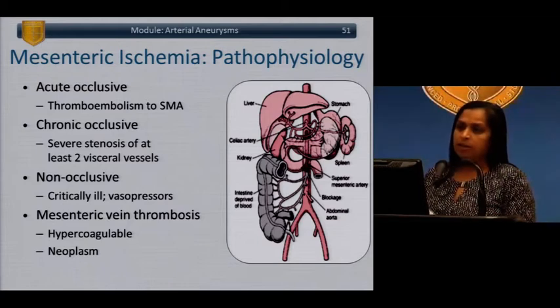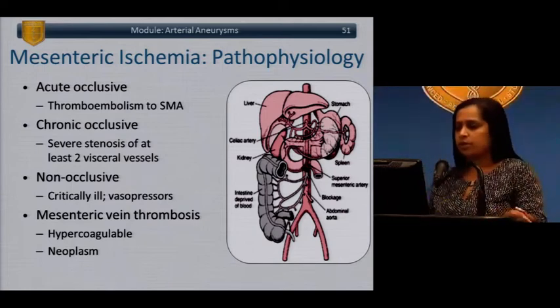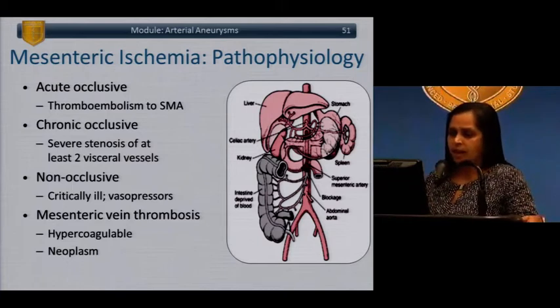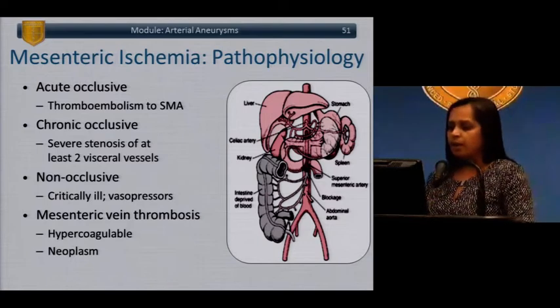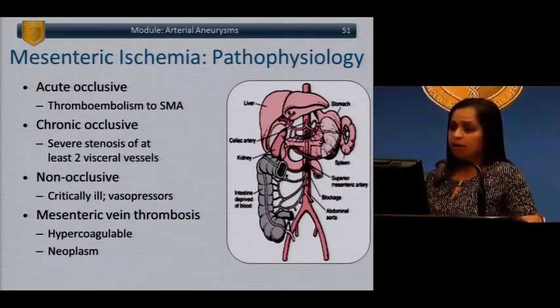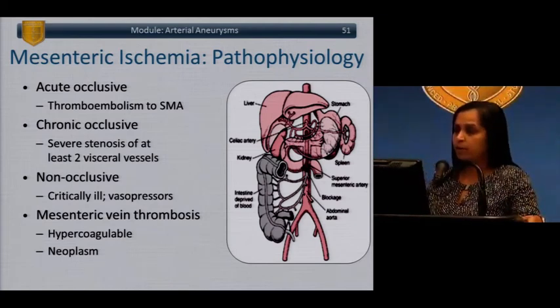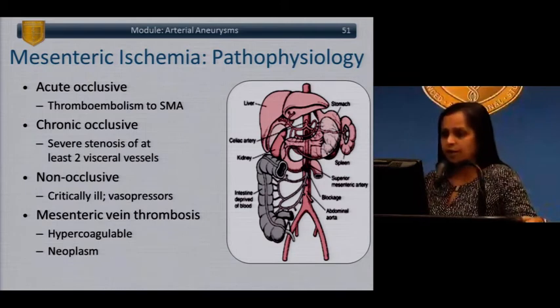So next topic briefly, mesenteric ischemia. The key to the diagnosis and treatment of mesenteric ischemia is understanding the arterial circulation to the intestines. Mesenteric ischemia can present acutely as an acute occlusive event, which is typically a thromboembolism, most often to the superior mesenteric artery. It can be a chronic occlusive event with more chronic symptoms. This is an issue of chronic arterial disease.